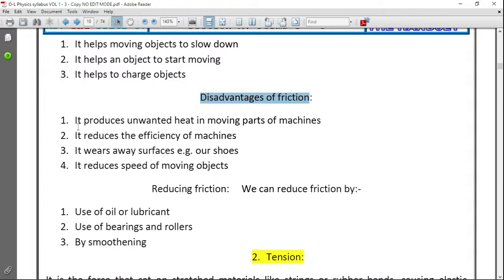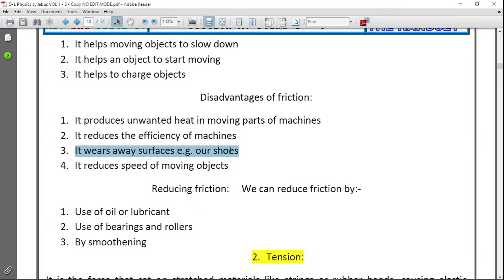Friction produces unwanted heat in moving parts of machines. And this heat has been the cause of fires and other things in the electrical and other industries. Friction also reduces the efficiency of machines, because not all the power that is supplied is used. Some is wasted due to friction.